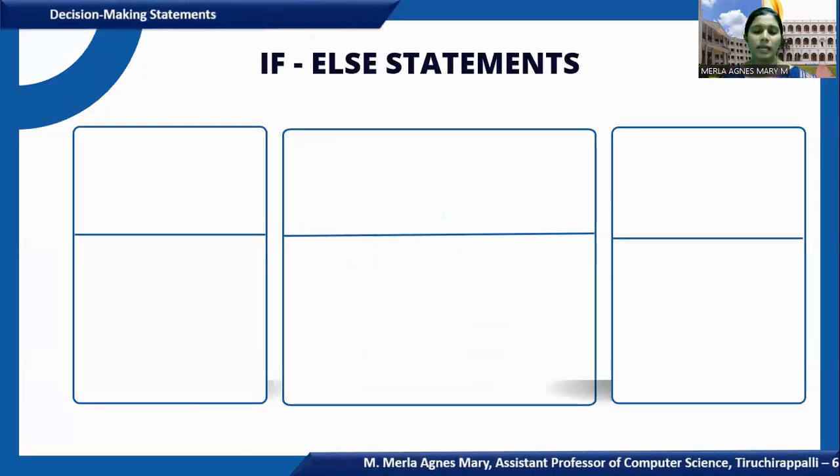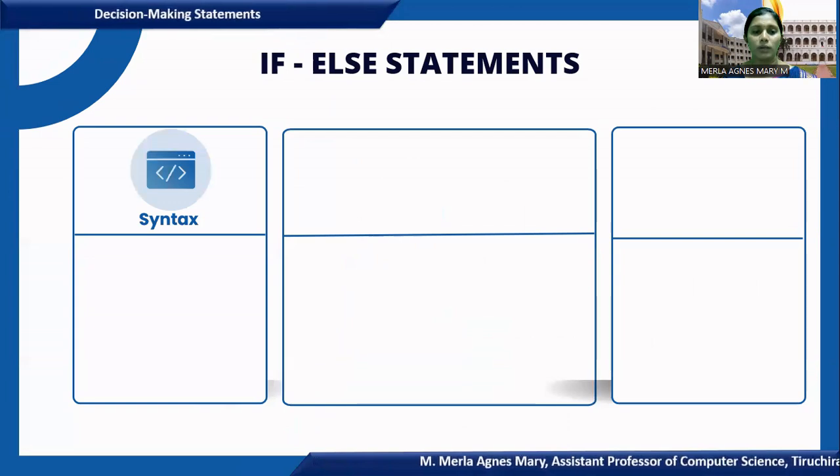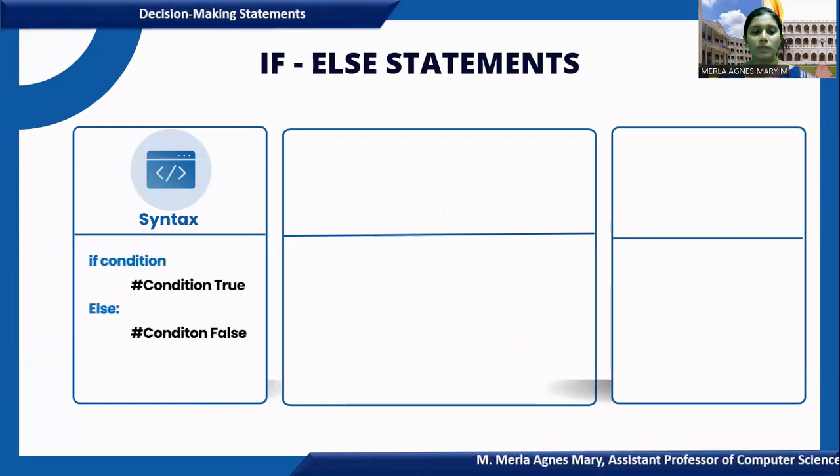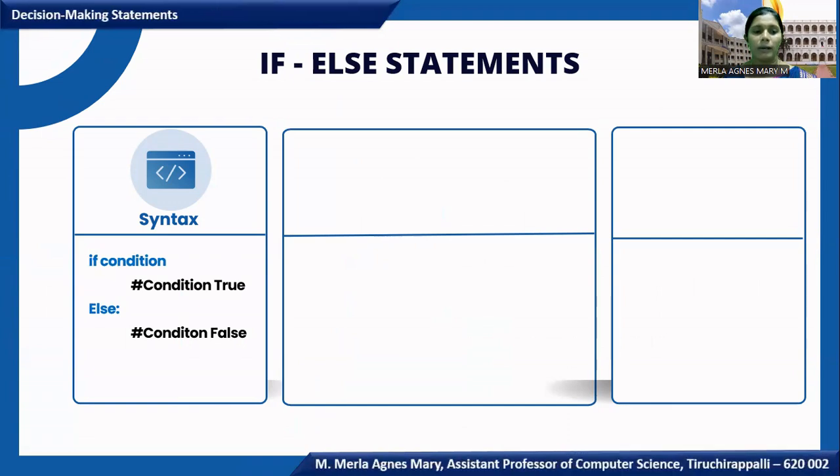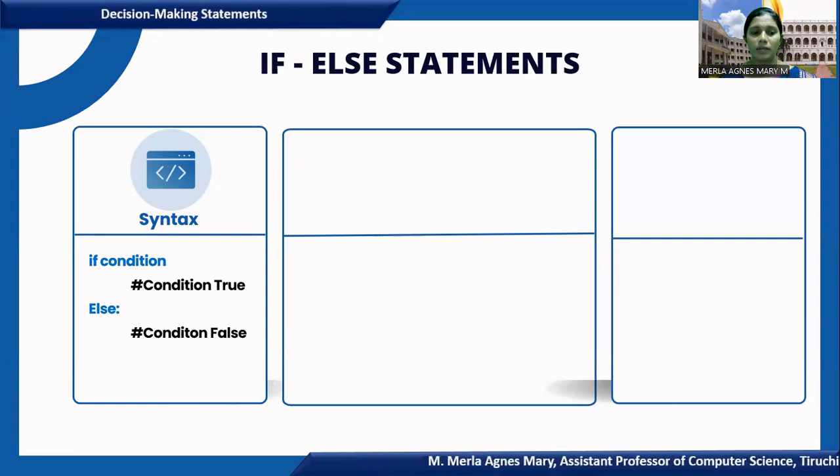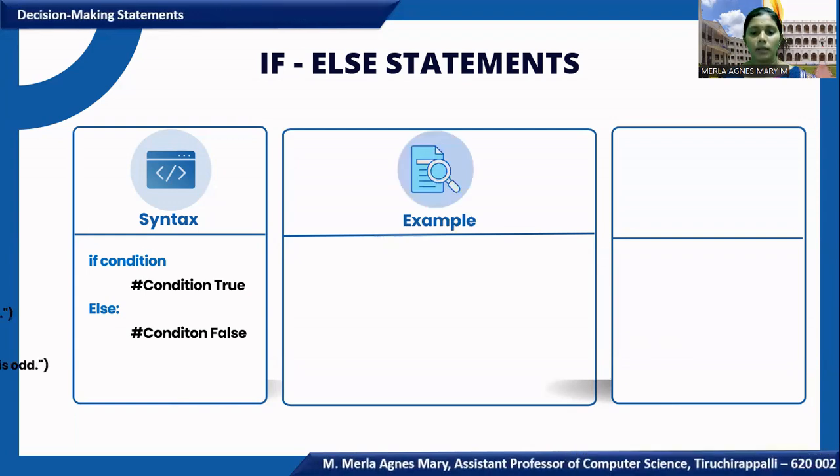Let's see syntax, example, and output. So first the syntax is: we need to give the condition inside the if. If the condition is true, the statement inside the if condition will be printed. If the condition is false, it moves on to the else part. Let's see an example.